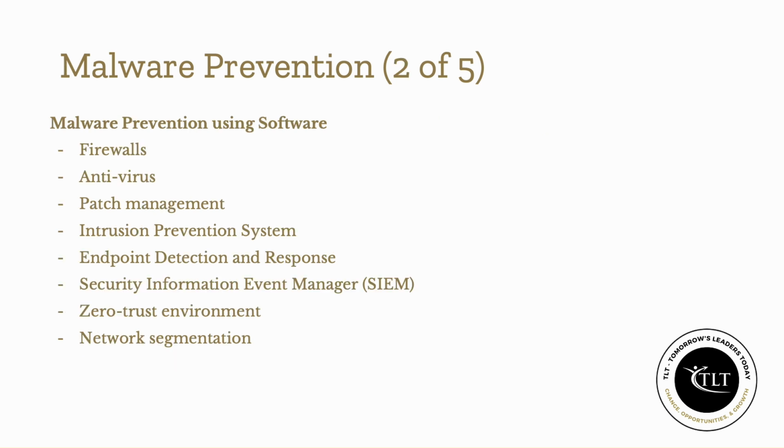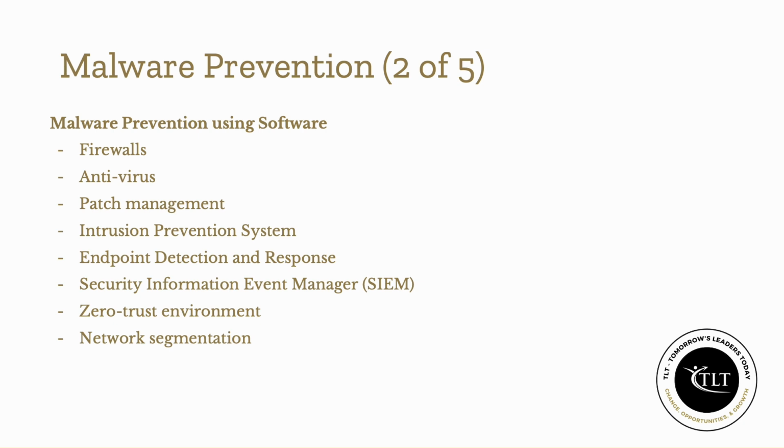Software-based tools are key to preventing malware and securing systems. We start with firewalls and antivirus software, which are the most basic tools to block and detect threats. Antivirus looks for known malware, while firewalls help control traffic into and out of the network. Patch management is also crucial. It ensures software stays updated, closing any vulnerabilities malware might exploit.